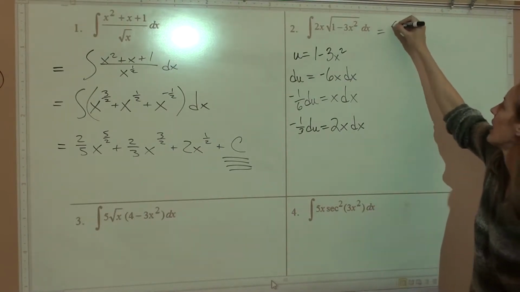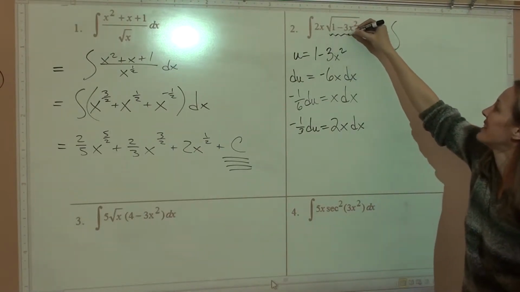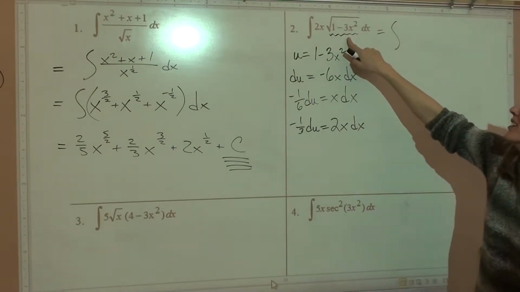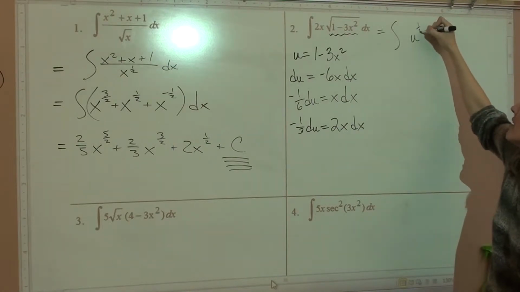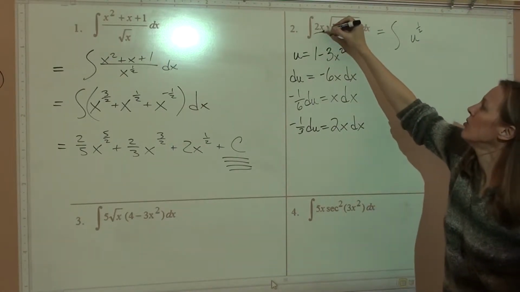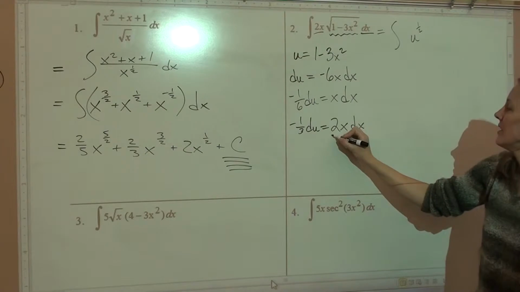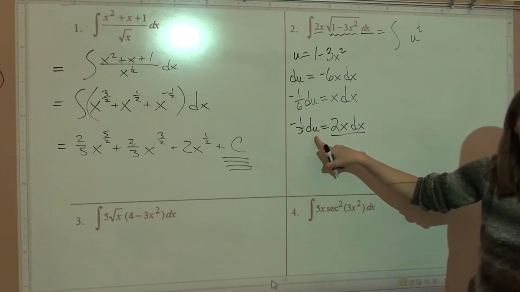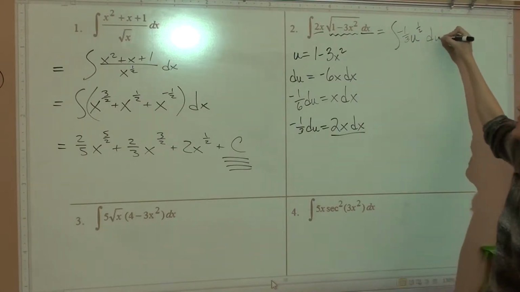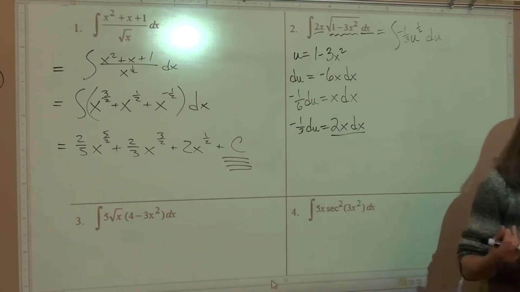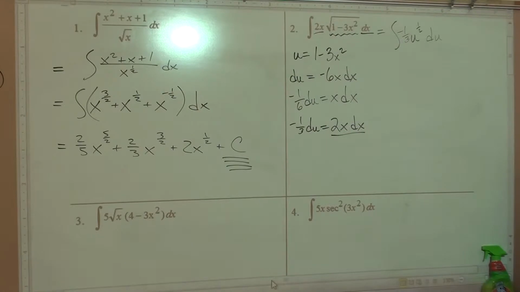So here's what we've got. This right here, this is u to the what? 1/2. u to the 1/2. And then 2x dx equals negative 1/3 du. So you replace 2x dx with a negative 1/3 du.